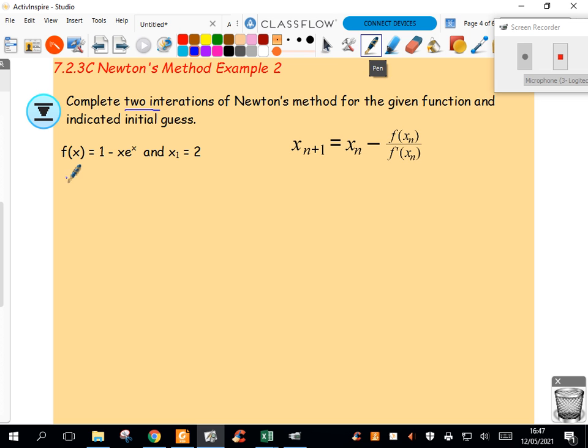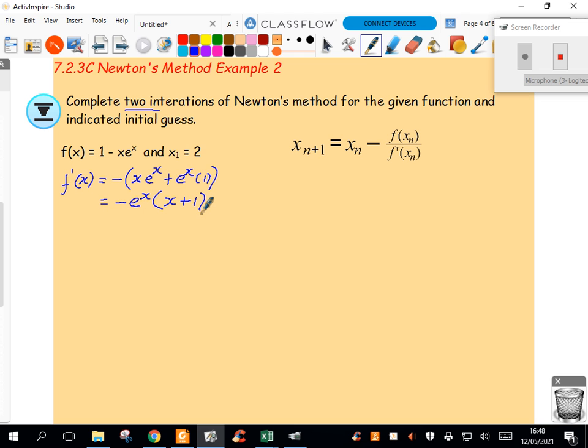So if I take the derivative, f prime of x, the derivative of 1 is 0. We might just factor out that negative 1 and take the derivative. Product rule here: the first, x, times the derivative of the second, e to the power of x, that's x times e to the power of x, plus the second, e to the power of x, times the derivative of the first, which is just 1. Tidying that up, I can factor out the e to the power of x, and it multiplies by x plus 1. So that's the derivative of the function. Now we're ready to apply Newton's method.